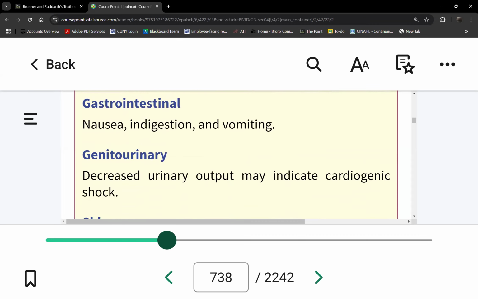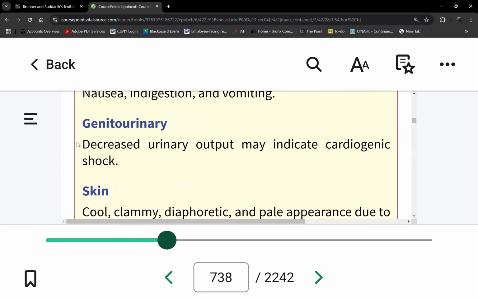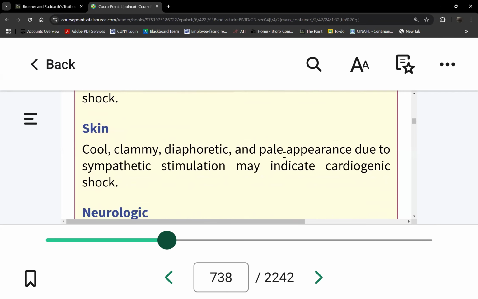So these are the other accompanying symptoms. Again, no different from what we saw in angina pectoris. So there's nausea, indigestion, vomiting, pale, cool, clammy skin. What happens to urine output, by the way? Decreased urinary output, oliguria. Again, indicating sympathetic nervous system stimulation, which we discussed thoroughly under shock.